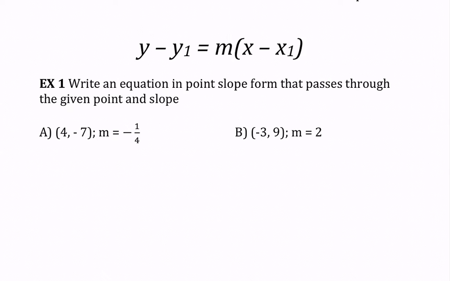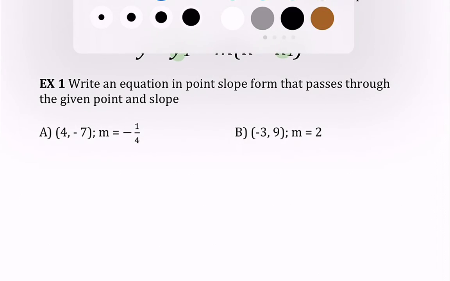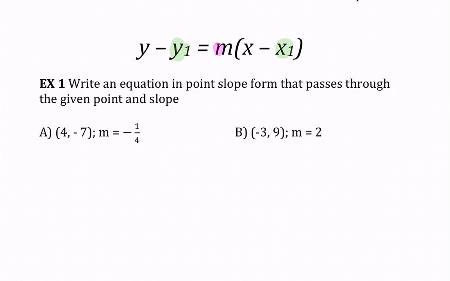Alright, so the point-slope form is y minus y1 equals m times x minus x1. Where the point comes into play is we're going to plug in the point, the x from our point here and the y from our point here. And our slope will be plugged in here for m. And once you do that, you have an equation in point-slope form. To me, this is my favorite. I think it's the easiest, so hopefully you'll agree with me.